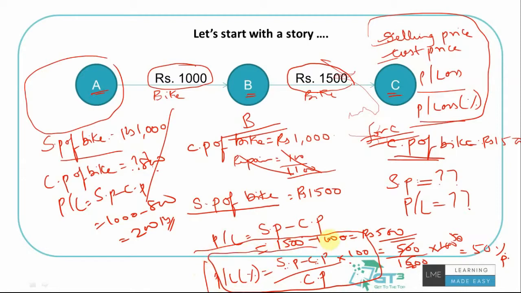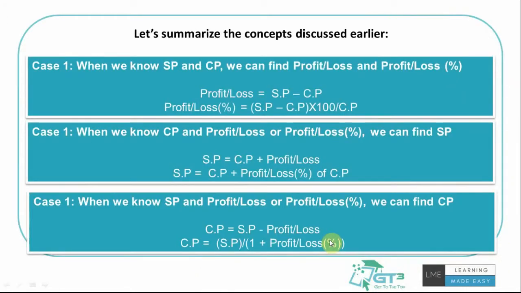Right? Now, let's sort of summarize the thing. So what happens is this. You should always have this, whenever you see a profit and loss question. From the question, from a person's perspective, what is the selling price, what is the cost price, and what is the profit or loss amount or profit or loss percentage, right? They would give you two of these three, right?